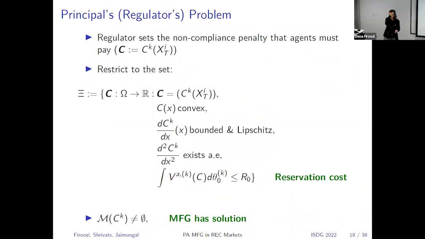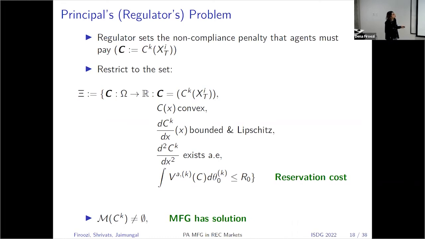Now I want to move to the principal's problem. The principal wants to set a penalty function to achieve its goals. First, I will explain a little bit about the penalty function itself, and then what the goals of the principal are. So we define an admissible set of penalty functions for the principal.